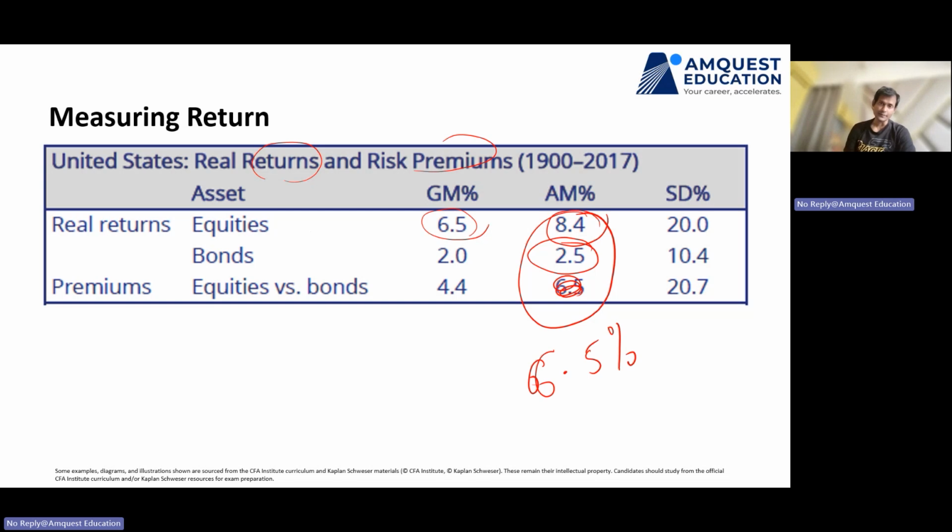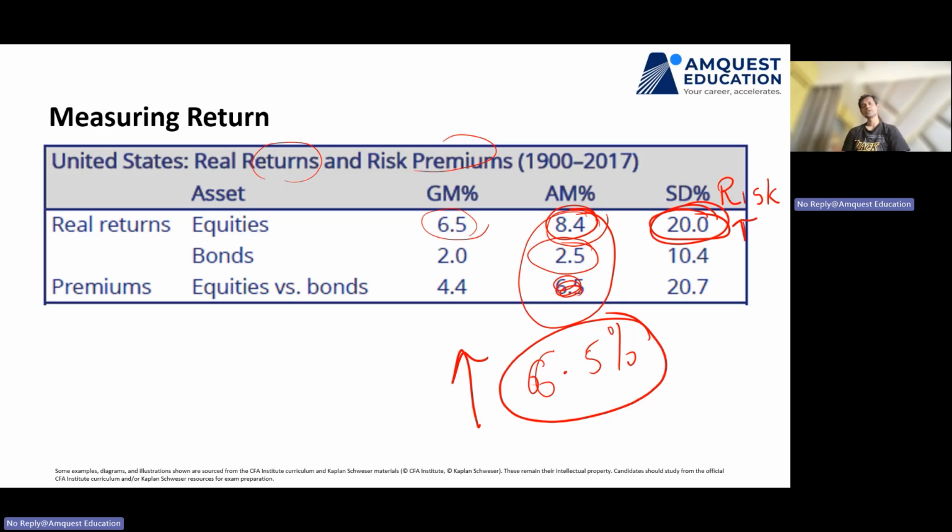Why was the premium earned? Because the equities had a higher risk. Standard deviation means risk. Because equity risk was greater, the equity returns were greater. The premium given by equity was 6.5%, which was only because the risk was almost 10% higher. Clear? So this will help you understand that broadly, the higher the risk, the greater the returns that you can expect. Any questions?